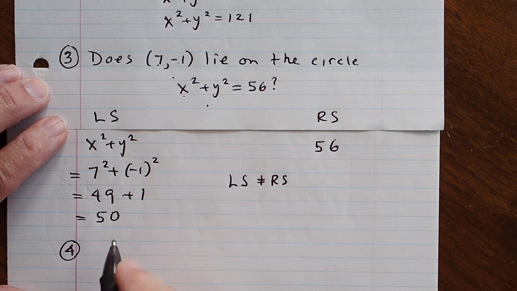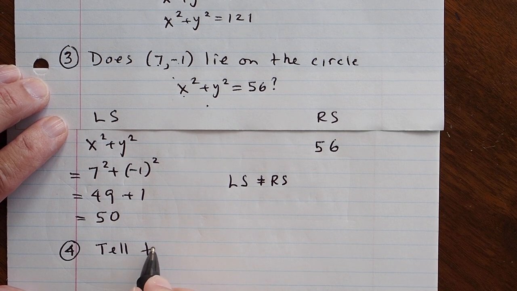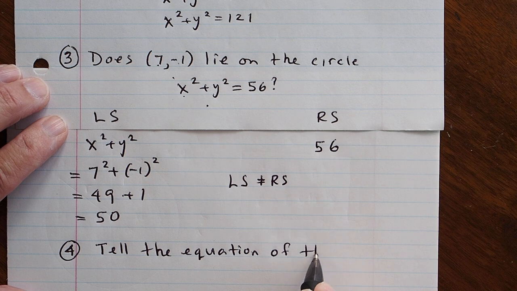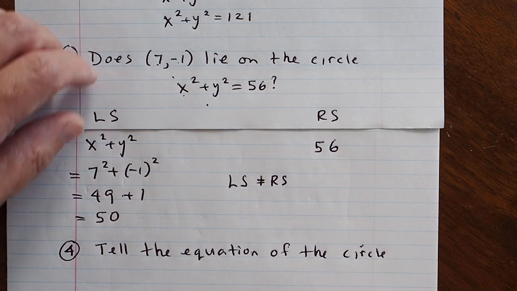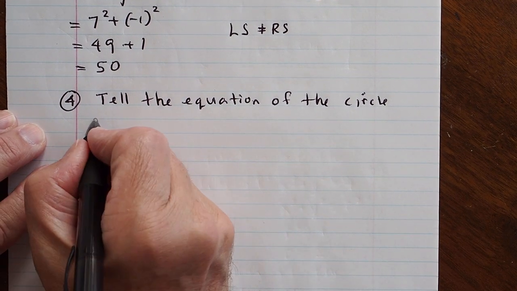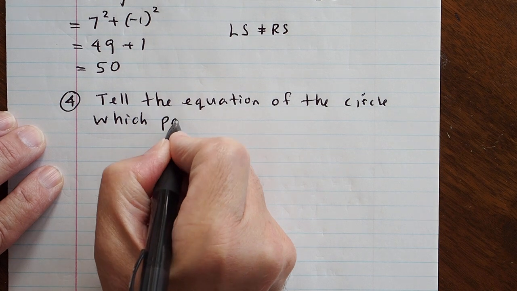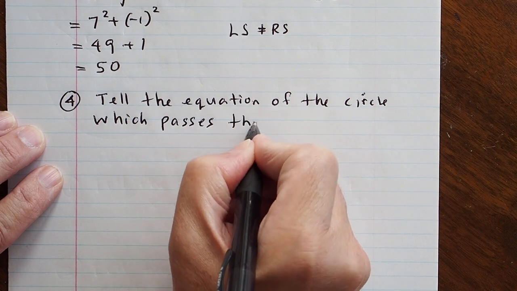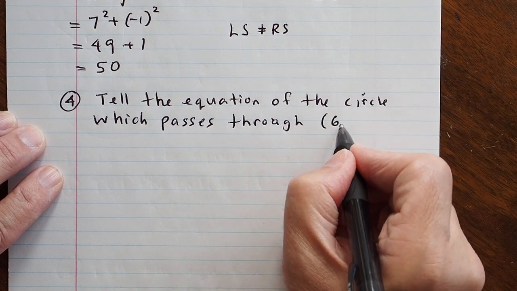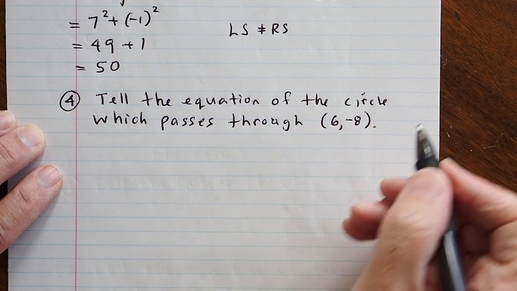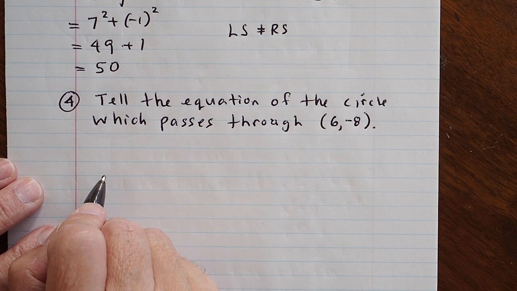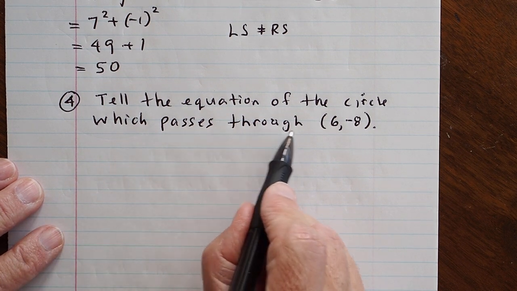Fourth question. Tell the equation of the circle which passes through the point (6, -8), and has center at the origin, of course. Tell the equation of the circle which passes through that point.